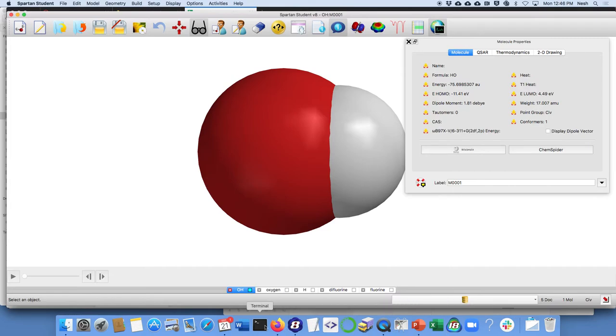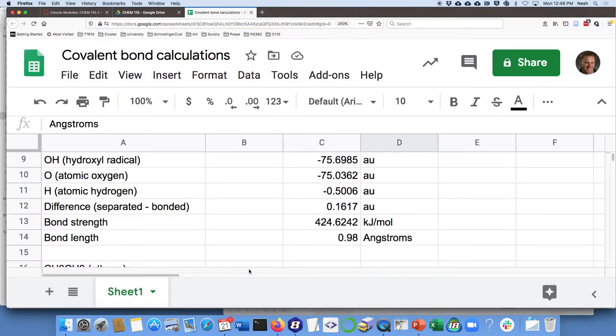So in this case, I'm bringing this up because when we go to get the difference, that is the difference in the separated minus bonded forms, I would have to say it's what's in C10, which is the oxygen, plus the energy in C11, that's the hydrogen, minus the thing put together. So there's no factor of two because I've added them all up already.